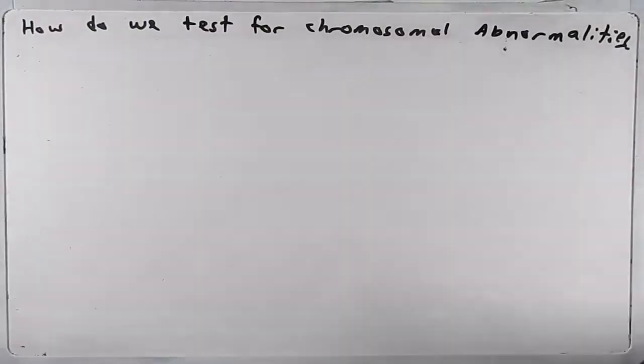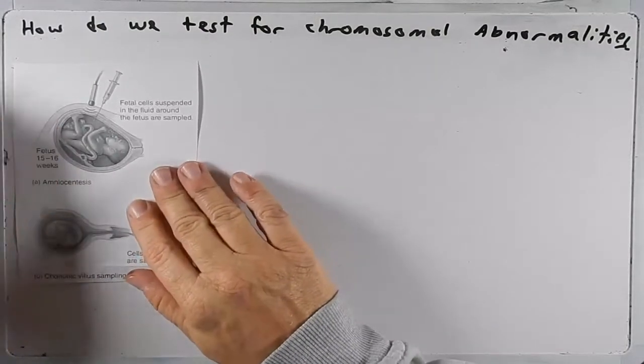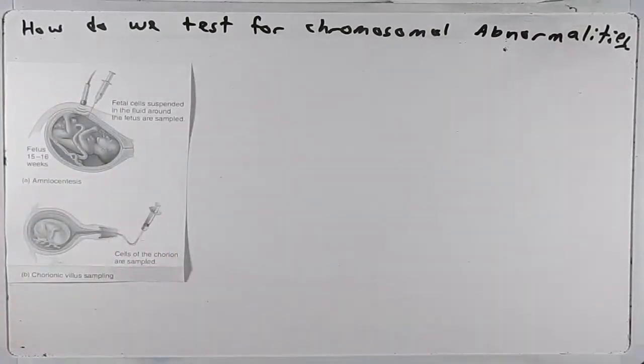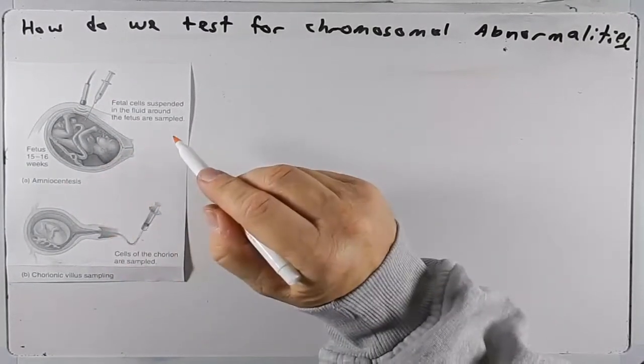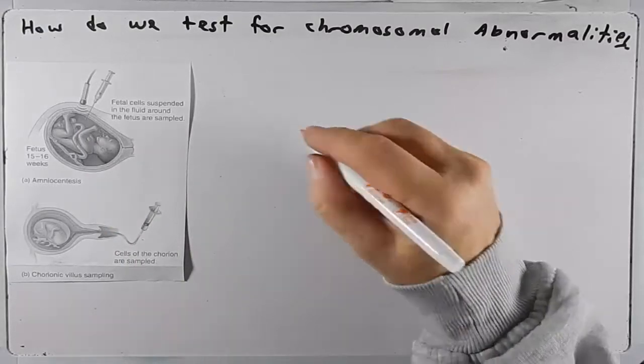Okay, we talked about the risk factors and why we might test. Now the question is, how do we test? And there are two main ways that we can collect cells in order to make a karyotype. And we've mentioned these earlier this semester, but let's talk about them again. So let's begin with an amniocentesis. Guiding a needle into the amniotic sac, cells are collected.